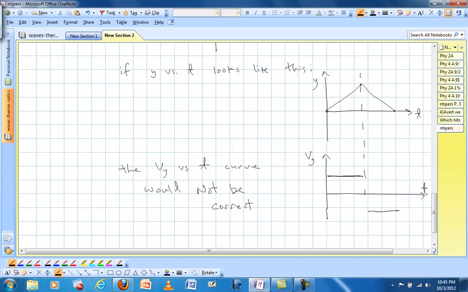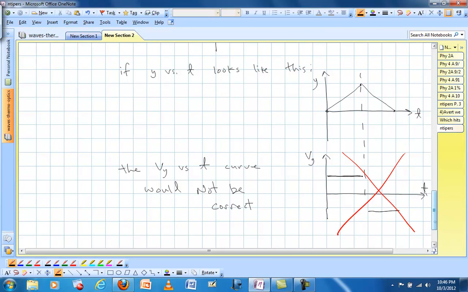And is that what happens? Is the velocity in the y direction constant all the way up, and then it abruptly changes to a negative value and it's constant all the way down? No. I'm going to put a big red X through that. The v sub y versus t curve would not be correct if we chose a linear path connecting those dots for our y versus t curve.